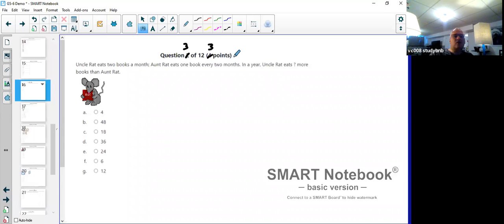Uncle Rat eats 2 books a month, and Aunt Rat eats 1 book every 2 months. In a year, Uncle Rat eats how many more books than Aunt Rat?